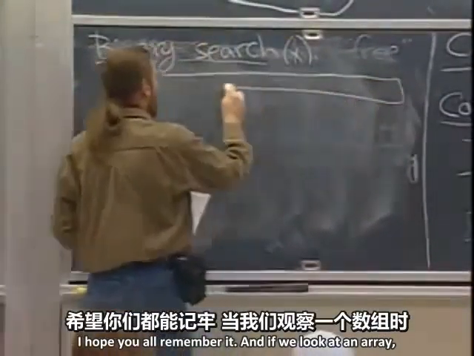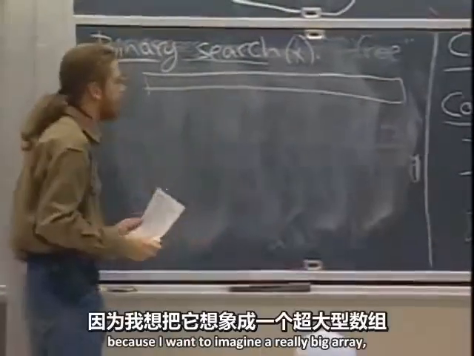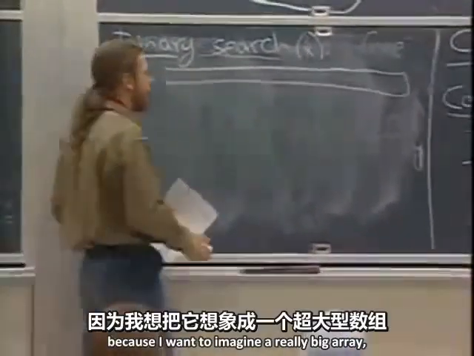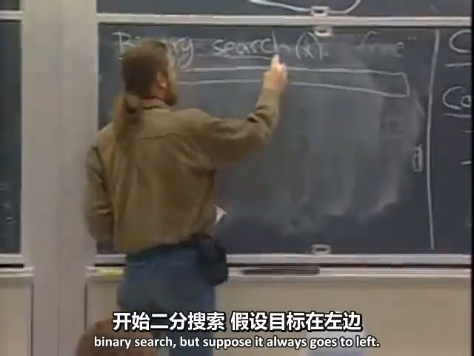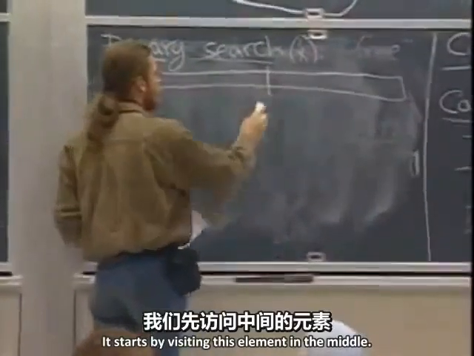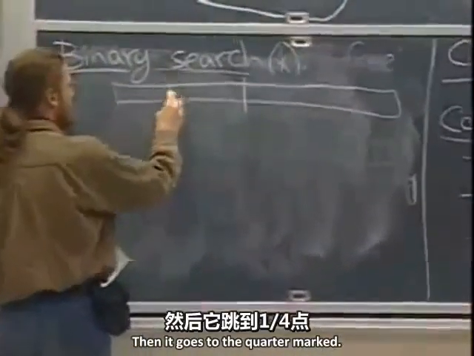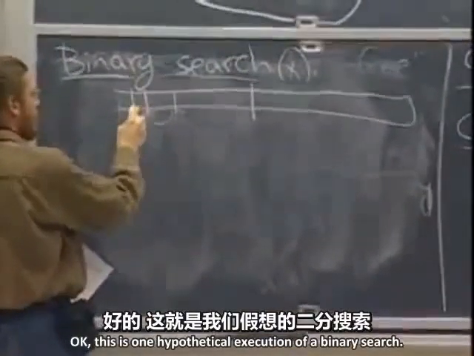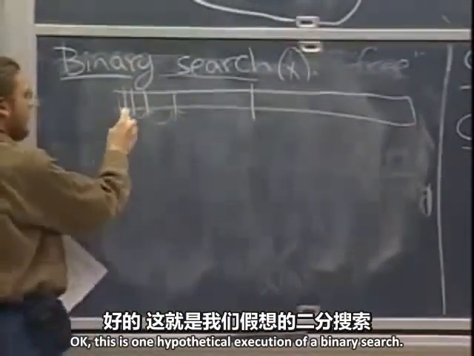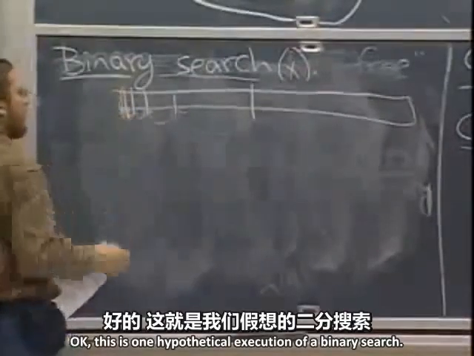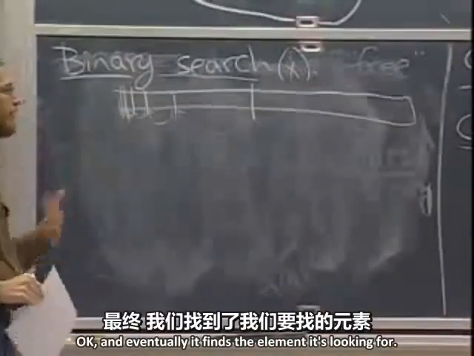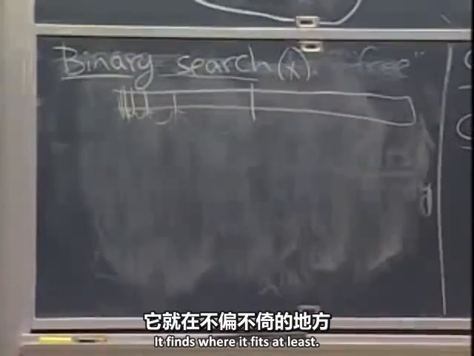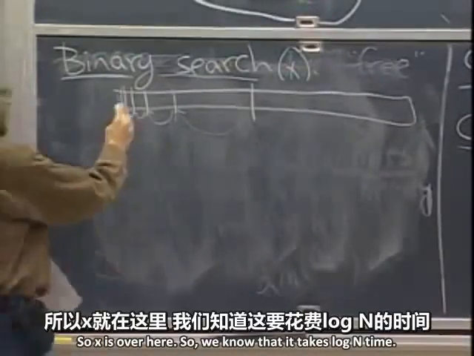If we look at an array, and I'm not going to draw the cells here because I want to imagine a really big array. A binary search, let's suppose it always goes to the left. It starts by visiting this element in the middle. Then it goes to the quarter mark. Then it goes to the 1/8 mark. Okay, this is one hypothetical execution of a binary search. Eventually it finds the element it's looking for, finds where it fits at least. So X is over here.